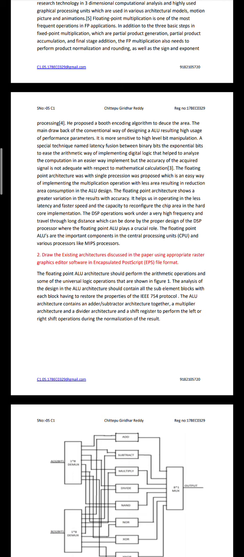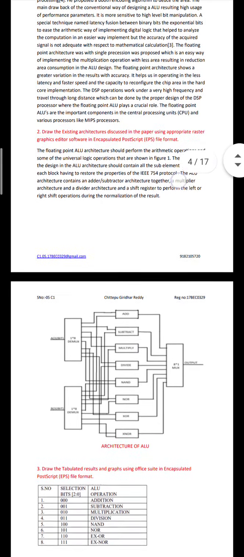DSP operations work under a very high frequency and travel through long distances, which can be done by the proper design of the DSP processor, where the floating point ALU plays a crucial role. Floating point ALUs are important components in central processing units like the CPU and various processors like MIPS processors.